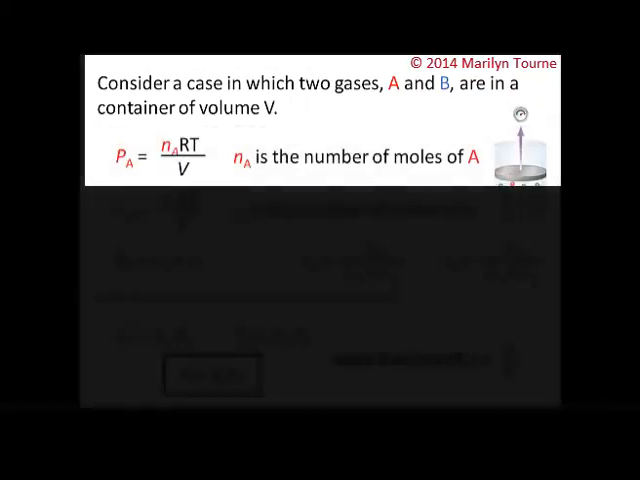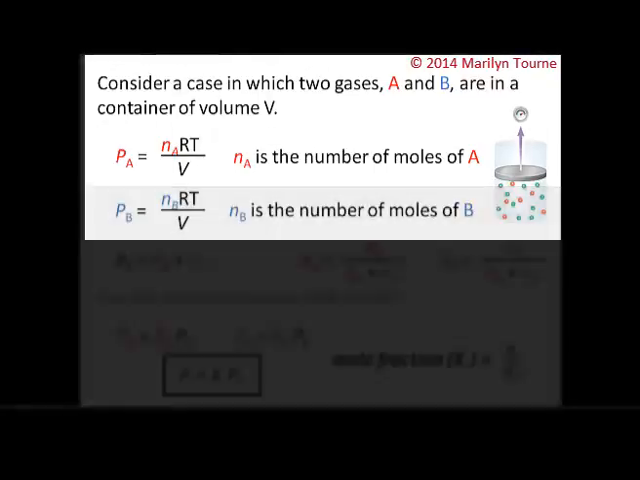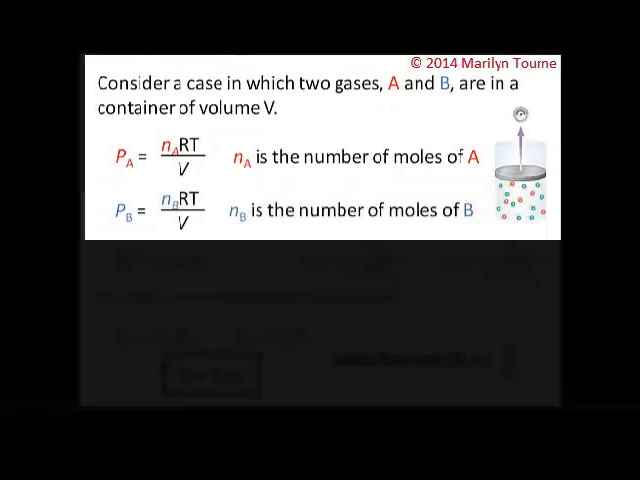Let's consider a case in which we have two gases, A and B, and they're in a container of volume V. If I wanted to find the pressure of gas A, all I would do is solve for pressure. So PA is equal to NA RT over V. All we're doing is using the PV equals nRT equation and solving for pressure. Okay, so now I want to do the same thing for gas B. Let's solve for the pressure of gas B. So PB is equal to NB RT over V.